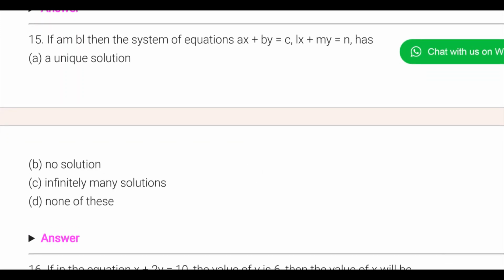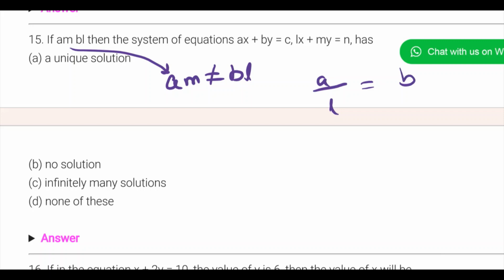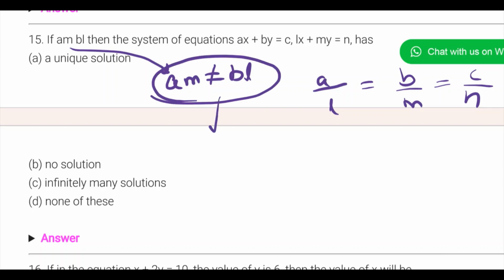In this question, AM does not equal BL. If AM does not equal BL, then for the system of equations, take the ratios A by L, B by M, and next C by N. The given condition is that, from this, we can write A by L is not equal to B by M.